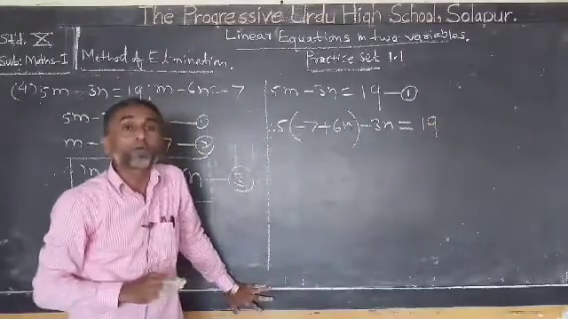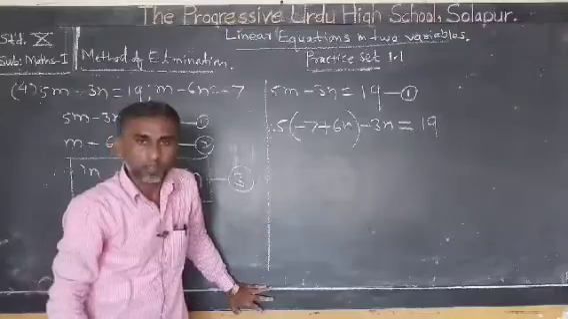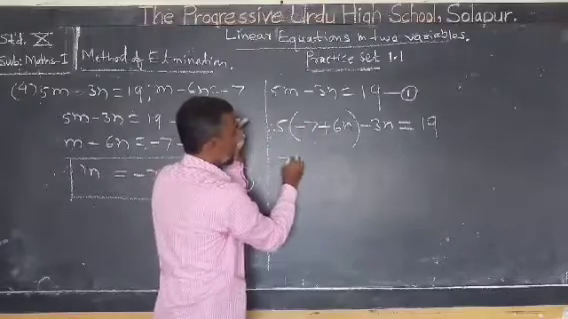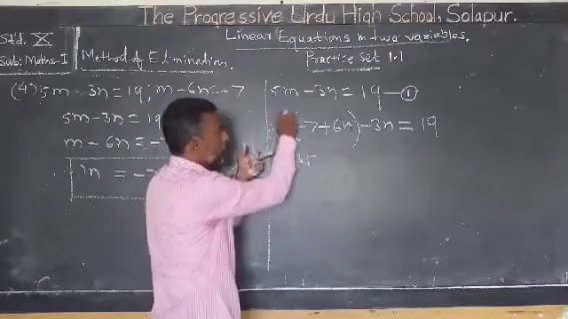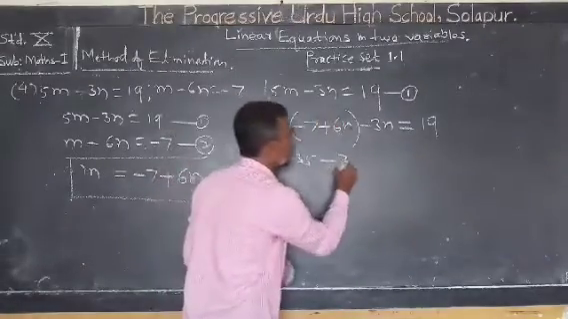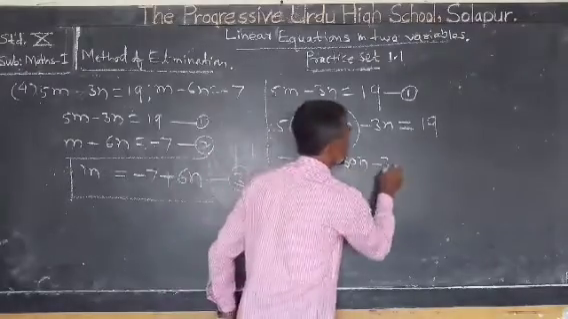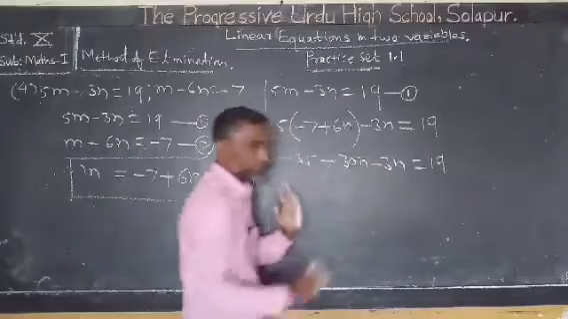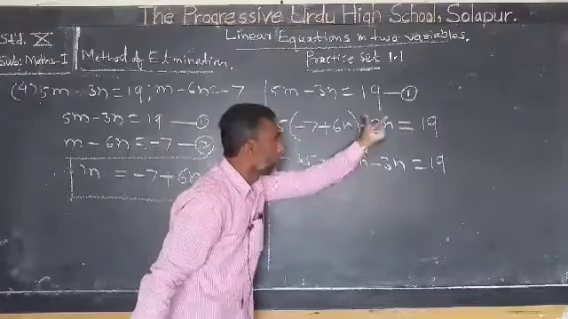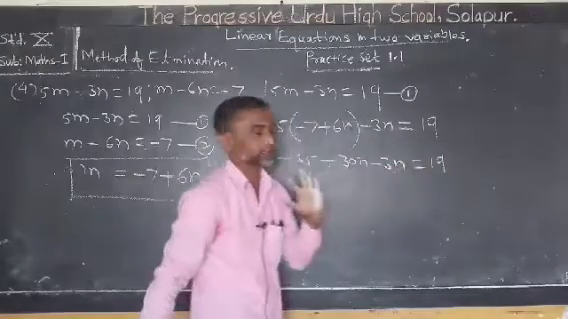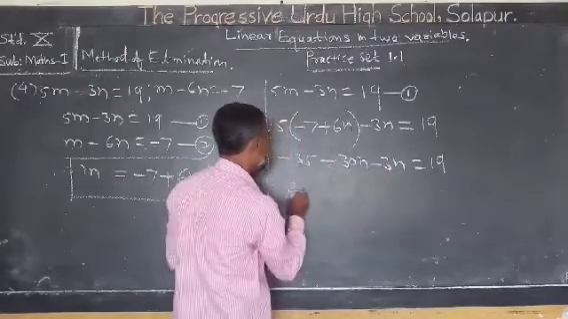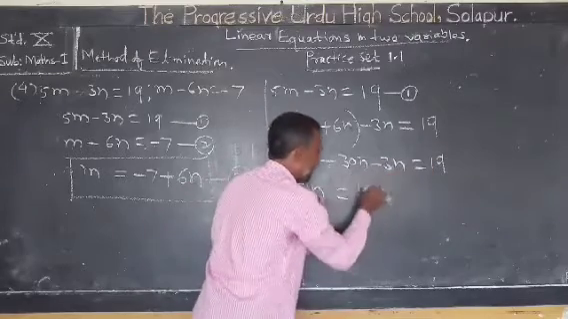Now what should we do? First we should open the bracket while solving the equations. 5 into minus 7, minus 35. 5 into 6n, plus 30n. Minus 3n as it is equal to 19. Now do the subtraction. 30n minus 3n, 27n is equal to 19 as it is.